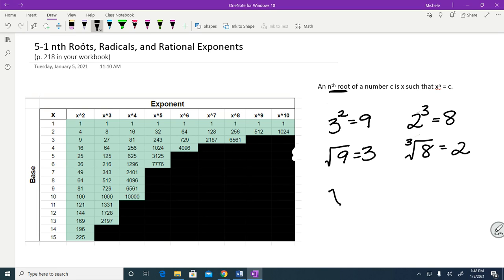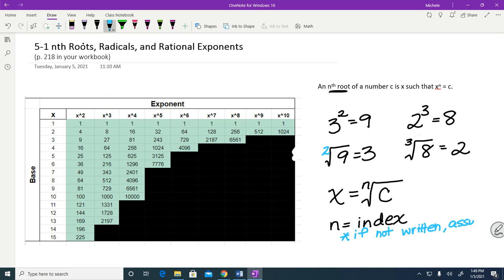If I have, let's say, x equals the nth root of c, the n, that number up there, is called the index. So for the cubed root of 8, the index would be a 3. For the square root of 9, there's no number written outside, but when there's no number written outside, we understand that that index would be a 2. So the index is the little number on the outside of the radical. If not written, we understand that it's 2.